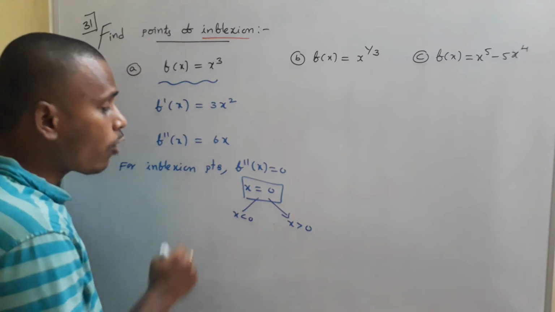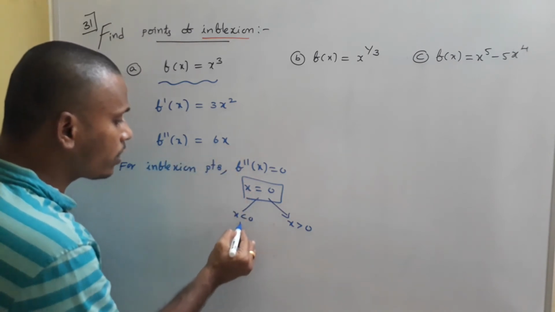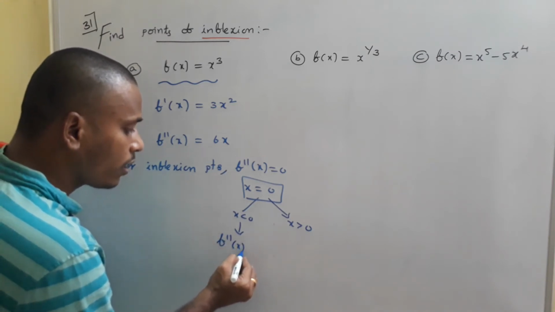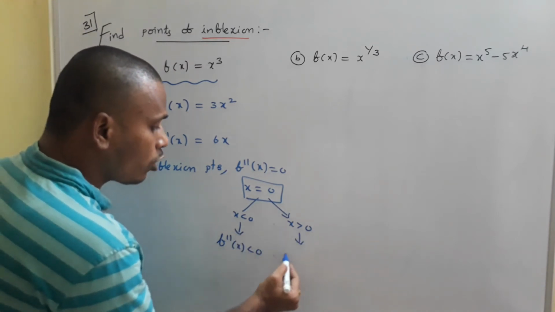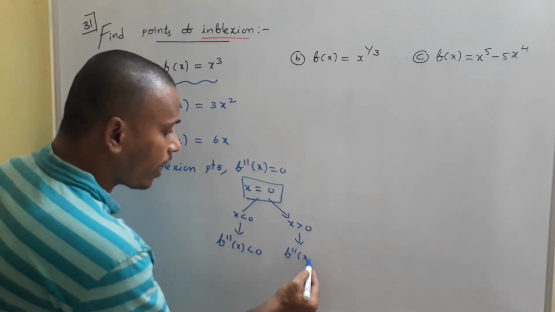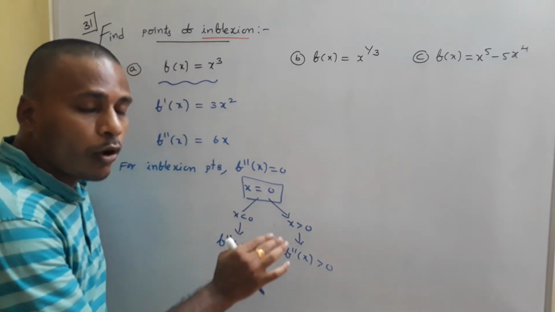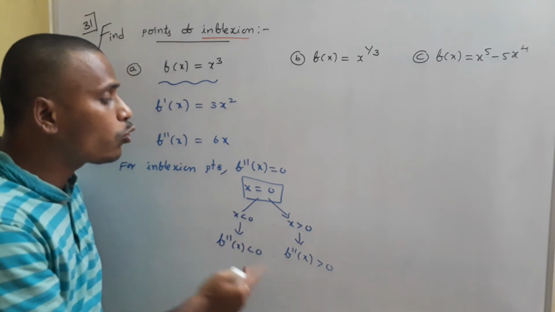For x less than 0, on the left side, if you check the second derivative, f double dash of x is less than 0. For x greater than 0, if you check, f double dash of x is greater than 0. See, 0 is the point of inflection now. Why? Because it is changing its sign in the neighborhood of 0.